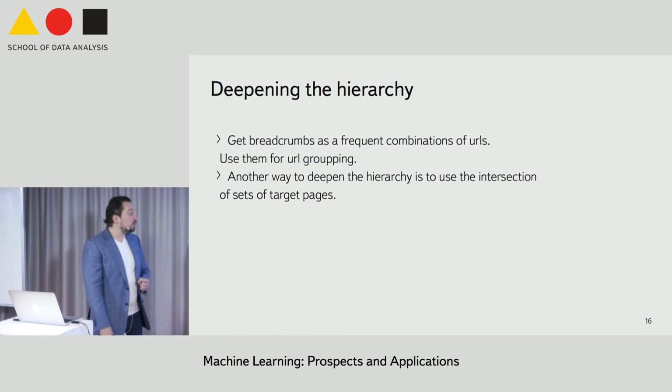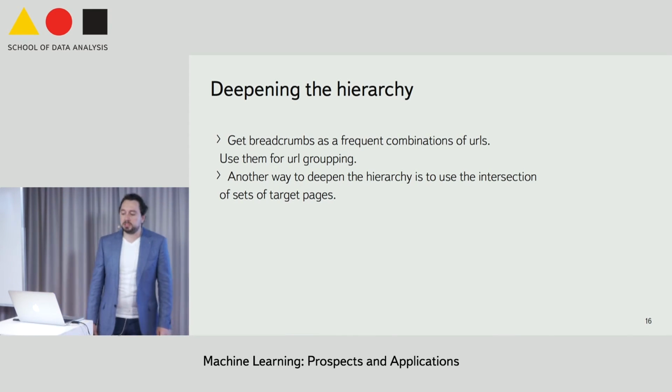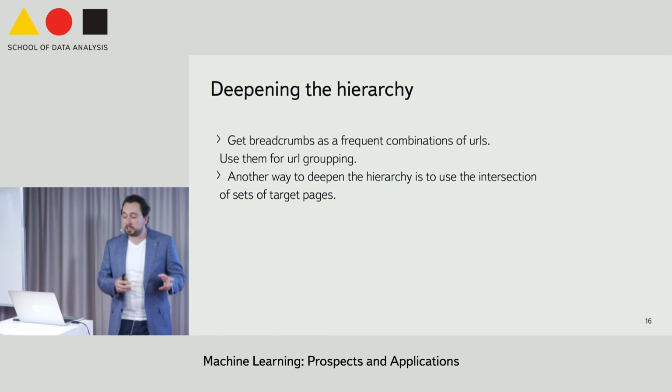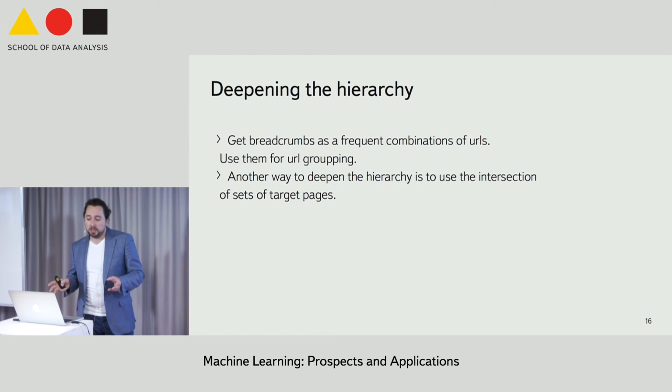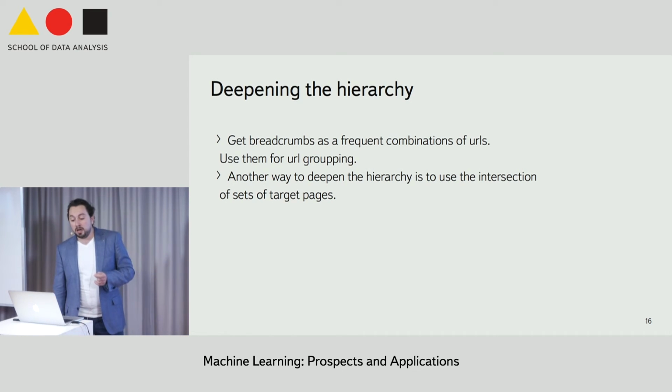And next step, we need to deepen our hierarchy, and first of all, we can use breadcrumbs as a frequent combination of URLs on the same pages for some subsection. If we have a section and some subsection for it, we can group our subsections by this frequent combination of URLs, and usually the parent is contained in this combination of URLs.